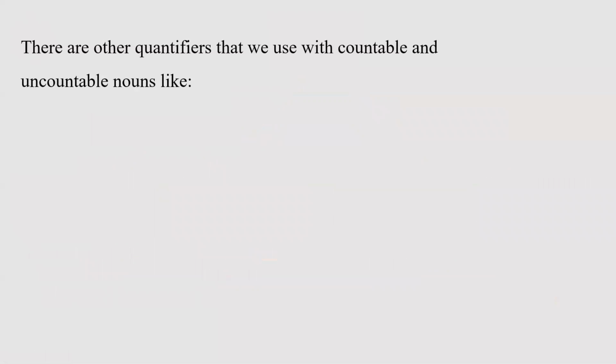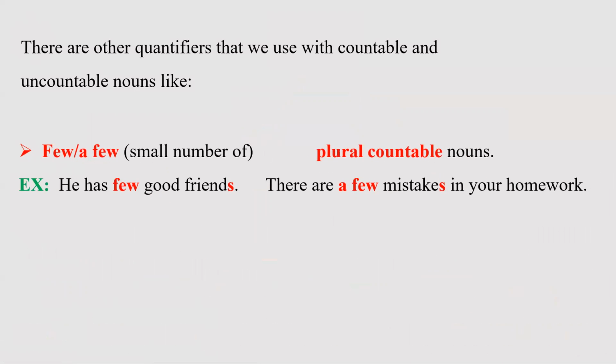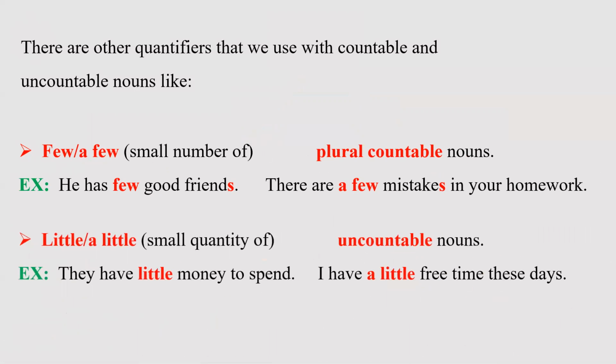There are other quantifiers that we use with countable and uncountable nouns, like few, a few, which means a small number of. And few and a few come before plural countable nouns. Example, he has few good friends. Friends is a plural countable noun. There are a few mistakes in your homework. See here, mistakes is a plural countable noun.